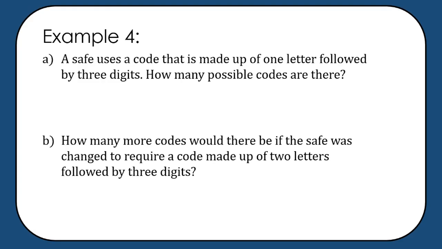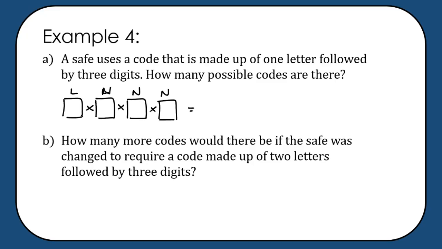Okay, a safe uses a code that is made up of 1 letter followed by 3 digits. How many possible codes are there? Okay, so again, I've got 4 positions I need to fill. I need to fill all 4 of those, so this is a problem with AND. I'm filling first digit, second digit, third digit, and fourth digit. The first 1 needs to be a letter, and then the remaining 3 need to be a number. So made up of 1 letter followed by 3 digits.